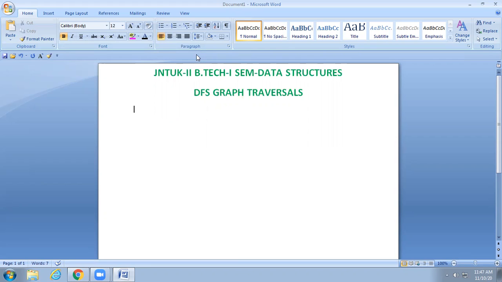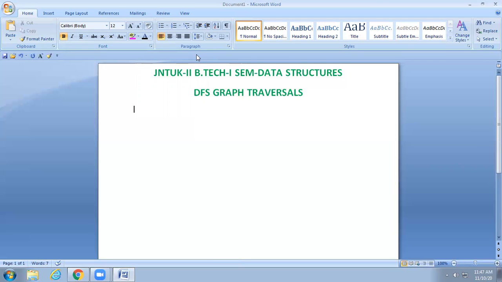Today's topic is DFS graph traversal. DFS means depth first graph traversal. Actually, there are two types of graph traversals. One is called BFS, another is called DFS. BFS is breadth first search, and DFS is depth first search.